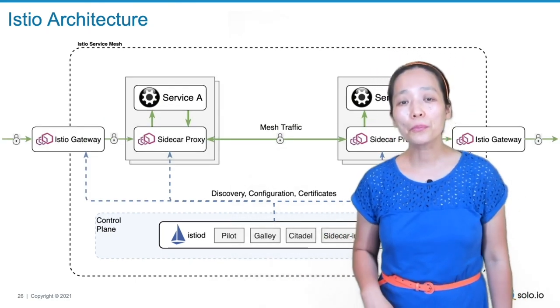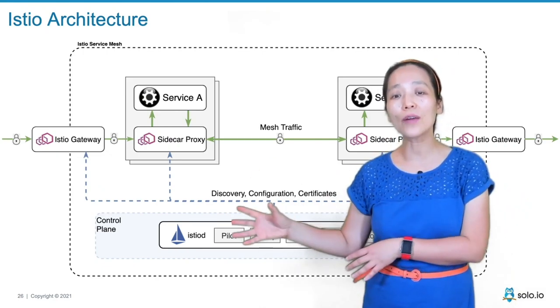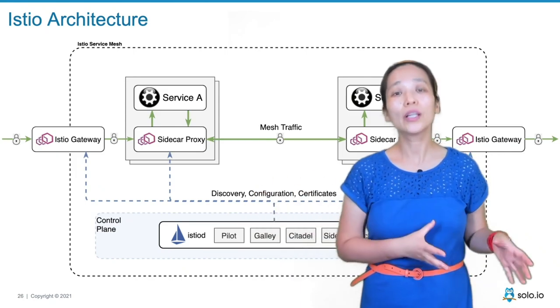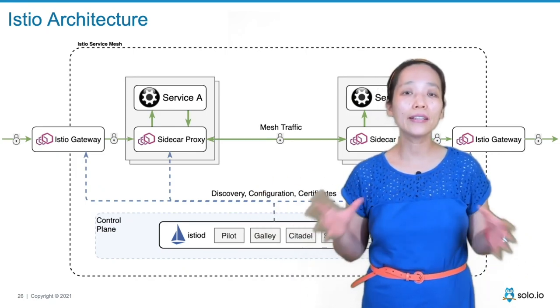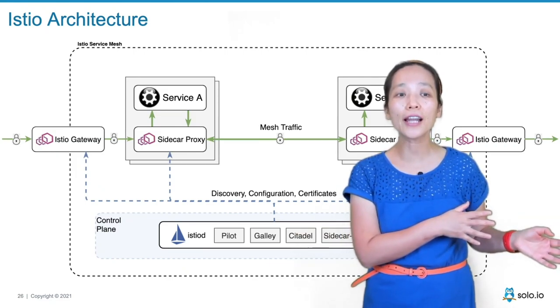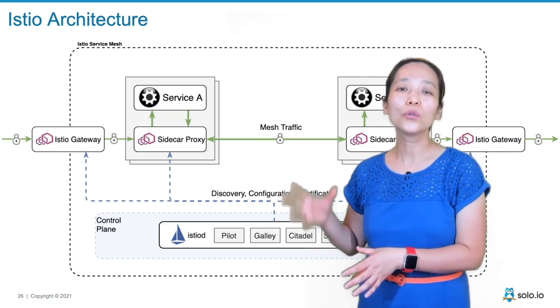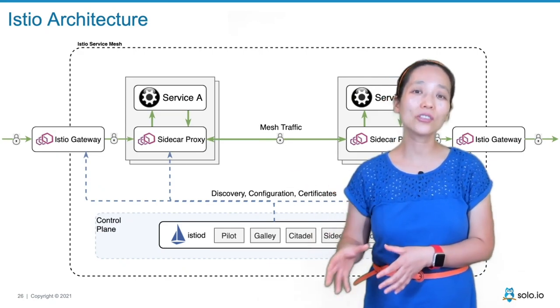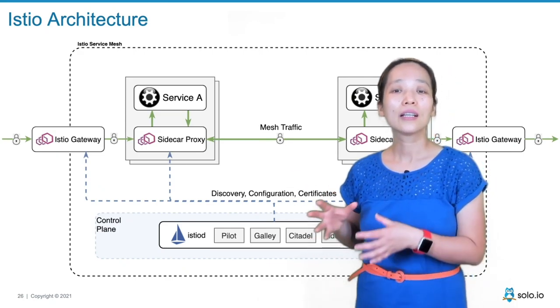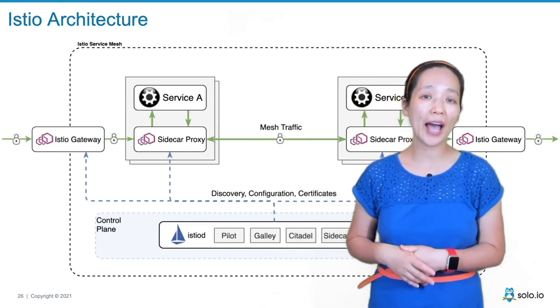Istio also supports the ingress gateway and the egress gateway. Through these gateways, you can define the services you want to export out of your cluster, and also the external services you want the services in your cluster to have controlled access to.